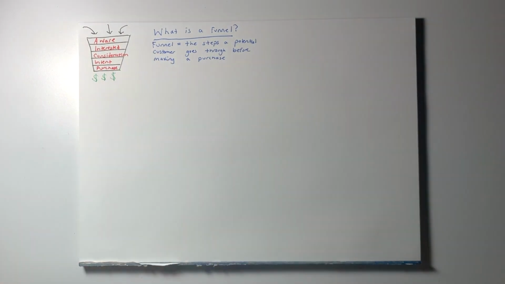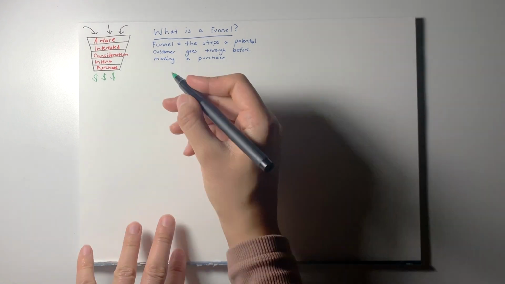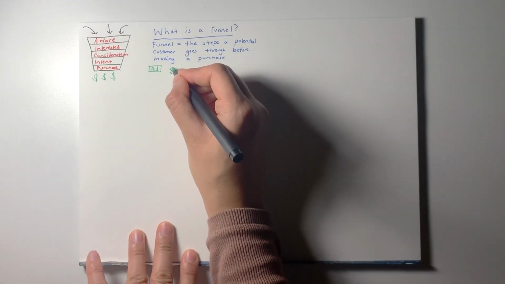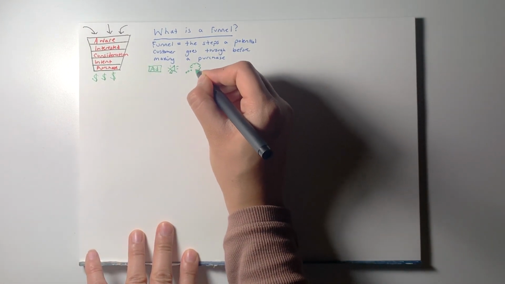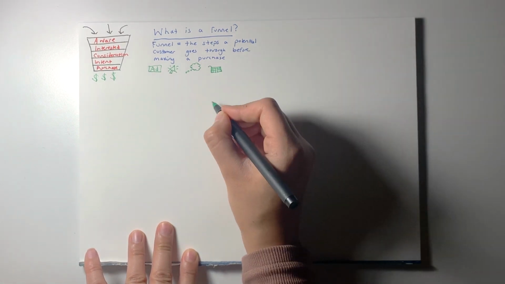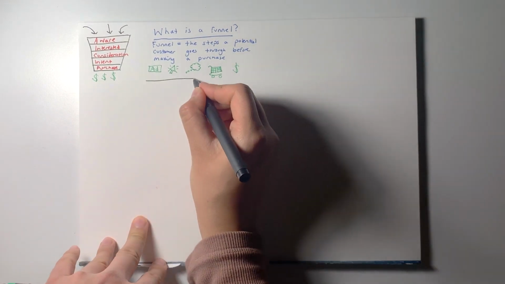Let's take the example of someone who sees an ad on Instagram for a coffee mug. It catches their interest, so they click on it. Maybe they think about it for 20 minutes. They add it to their online shopping cart, and then they choose to pay for it.